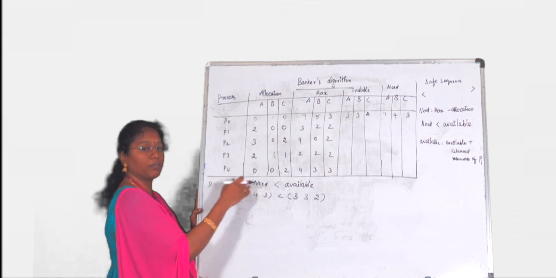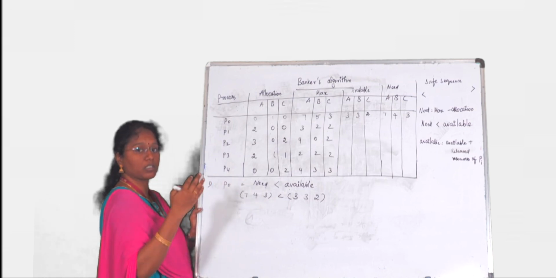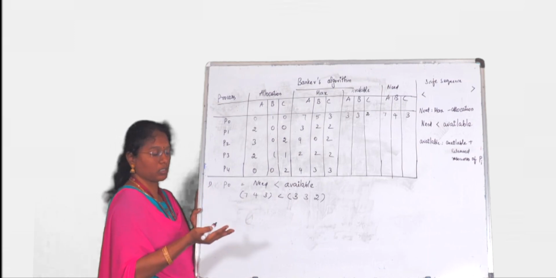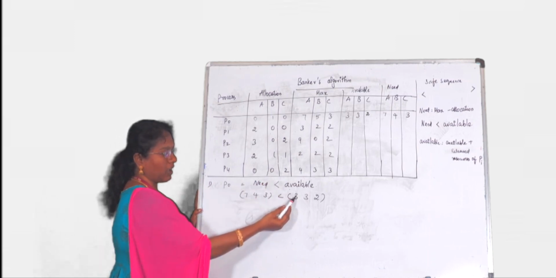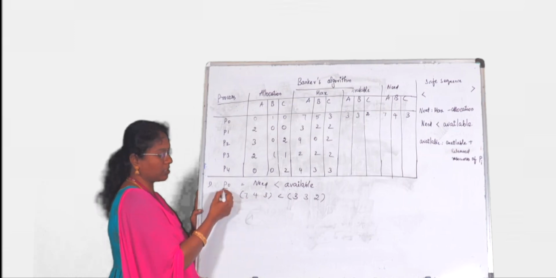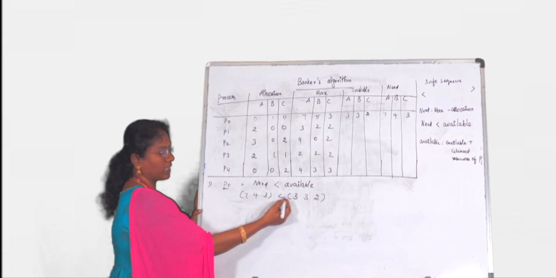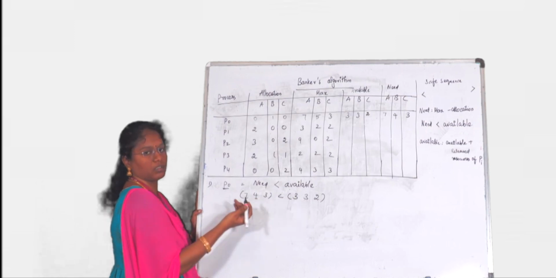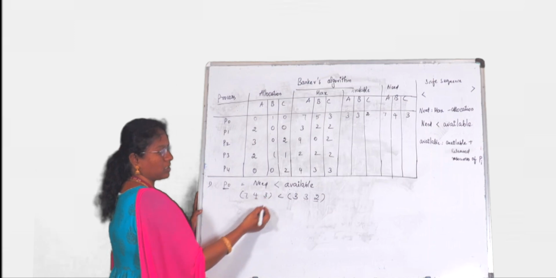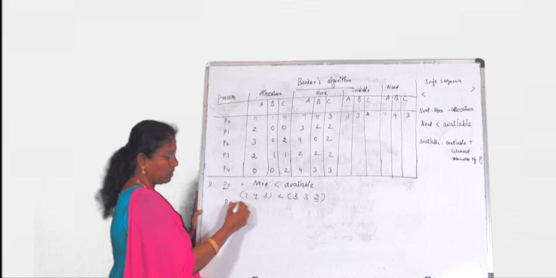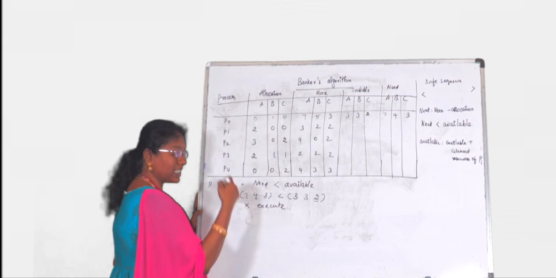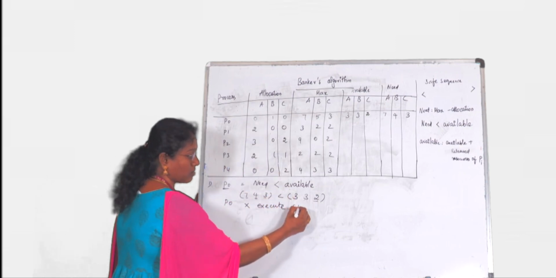If the needed resources are more than the available resources, we can't execute that process. Check here: available is 3, but it needs 7. So here itself we can say this process P0 will not execute. Let's go to the next one: 3 is available, but 4 is needed, so B is also not available. For C, 2 is available, 3 needed. So P0 will not execute. It has to wait for the next time.